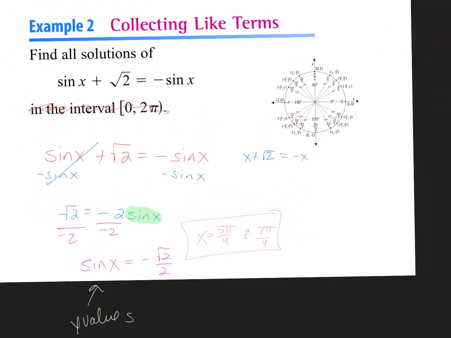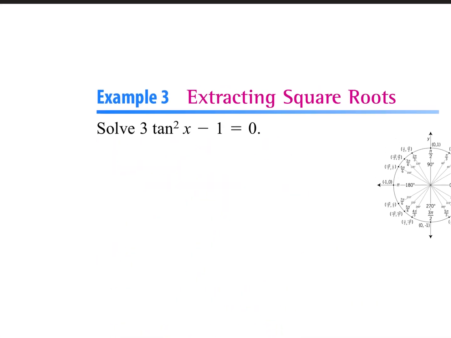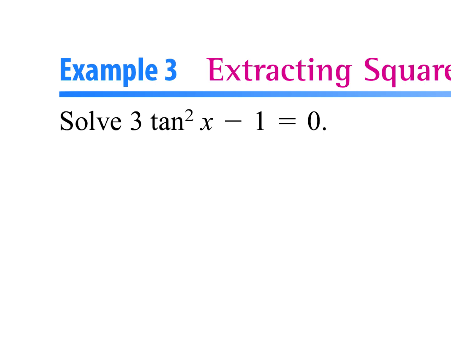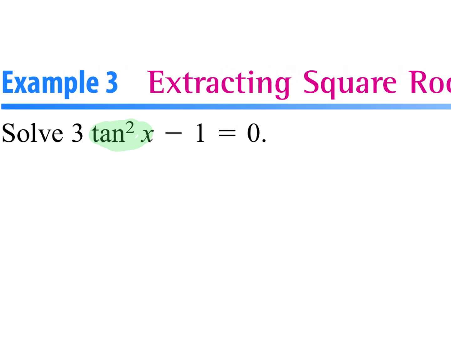All right, scooting along. Come on. Let's do 3 and 4. All right, how's this one a tad bit different? It's tangent and it's squared, okay? Now, again, let's think algebraically. If I said 3x squared minus 1 equals 0, what would you do? Add 1 to both sides. Divide by 3, and then take the square root. All right, that's exactly what we're going to do.